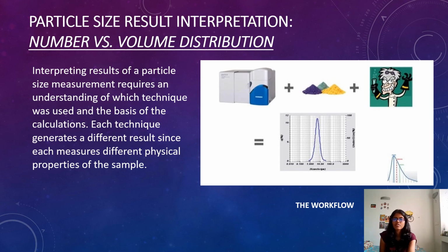So, particle size result interpretation. Particle size results are typically reported based on measurements taken using techniques like laser diffraction, dynamic light scattering, or sieving. The interpretation of particle size results depends on the context in which the particles are being studied, and each technique generates a different result, since each measures different physical properties of the sample.